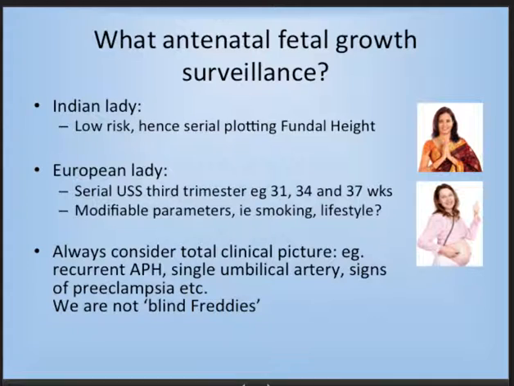It's an open door, but it needs to be confirmed once more. Does this lady in the course of the pregnancy have signs or symptoms of recurrent antepartum hemorrhage? Did we find a single umbilical artery at the morphology scan, the anomaly scan or anatomy scan? Are there signs or symptoms of preeclampsia, etc.? We as clinicians, doctors and midwives are never supposed to be blind Freddies.